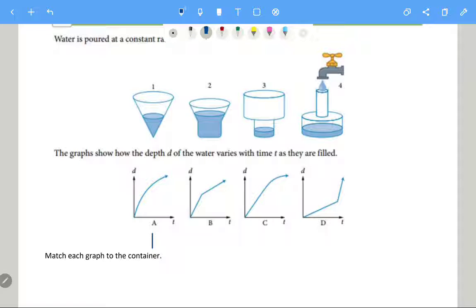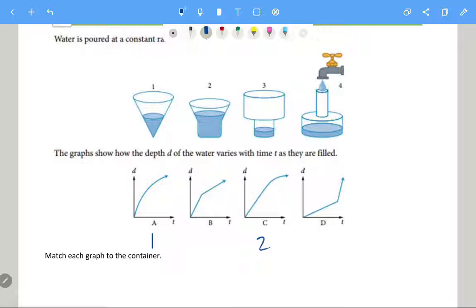D has a slow start and a fast finish, as you can see here. We want fast, then slow, so it must be graph C or graph B. The only difference between these two is this one has a bump and this one does not. As I said before, that's a smooth transition, so it's going to be the smooth one here, meaning cylinder 2 goes with graph C.